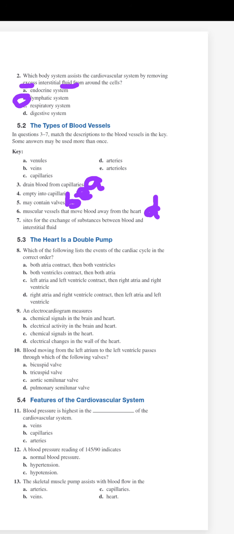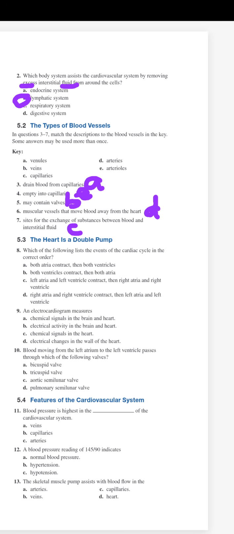And this one is the capillary. We use capillaries because they're one cell thick, and this provides a large surface area. This will decrease the speed of blood, and it will allow for the efficient exchange of materials or nutrients between the blood and the tissue fluid.